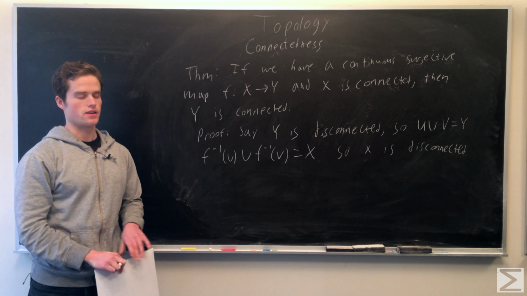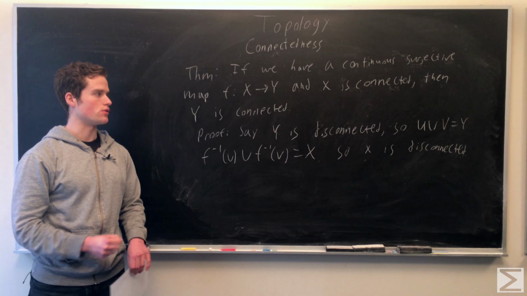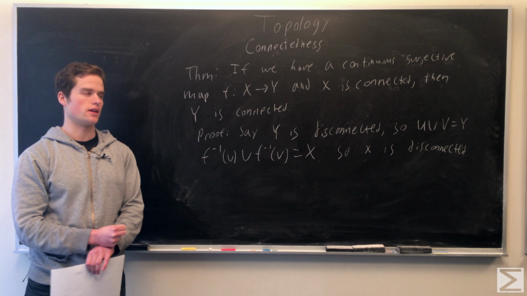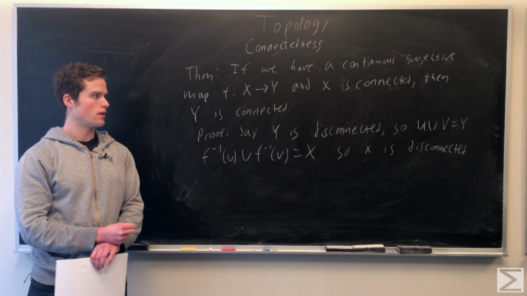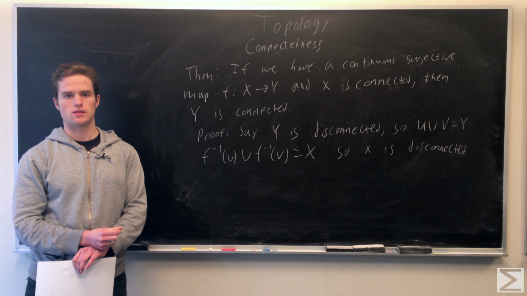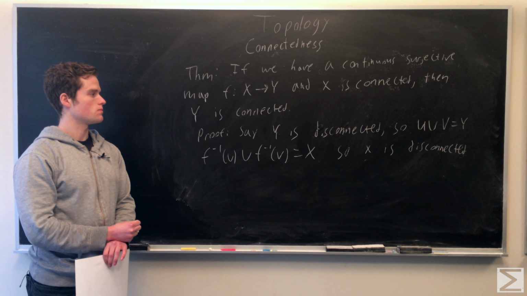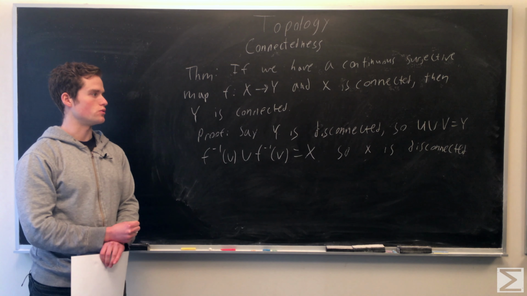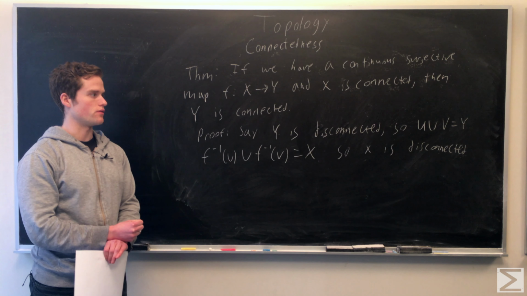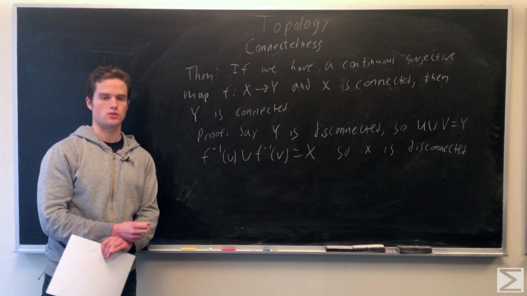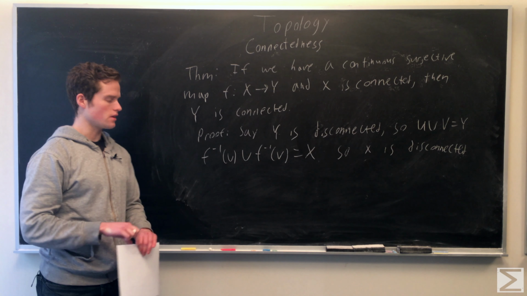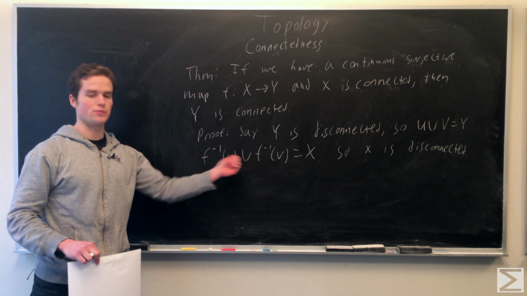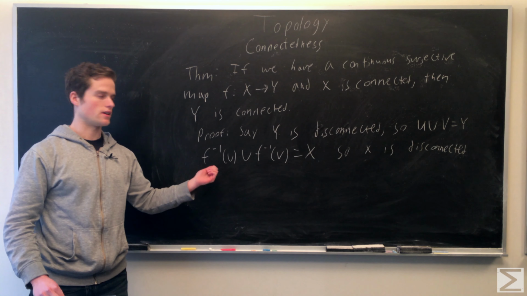So assume Y is disconnected, so we have some open sets U and V, the union of U and V gives me Y, the intersection of U and V is null, and U contains some of Y, V contains some of Y. So taking the inverse of both sides, F inverse of U union V equals F inverse of Y, which is just all of X. And then we can distribute the F inverse because inverses work nicely.